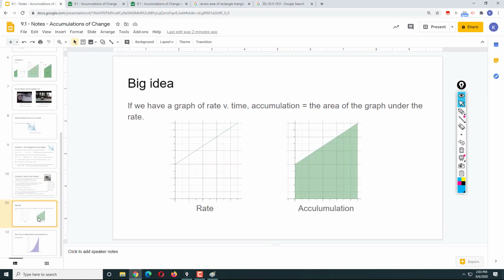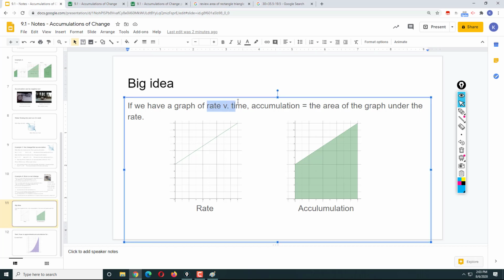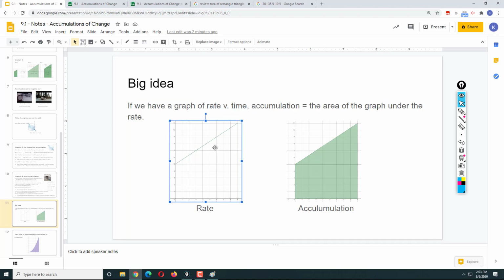That's it. Let's summarize. The big idea here is, given the graph of how fast something is happening, the accumulation is the area of the graph under the rate. If the rate is this line, the accumulation is this area.